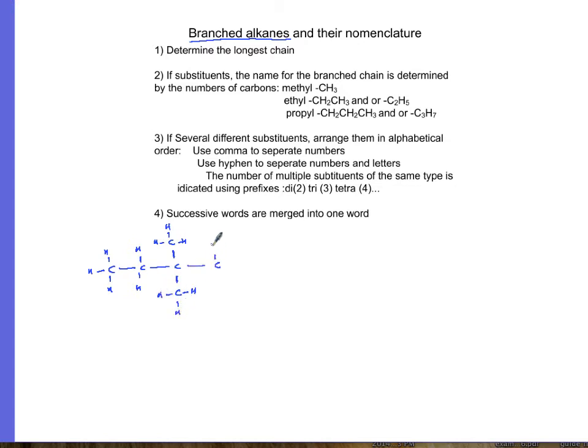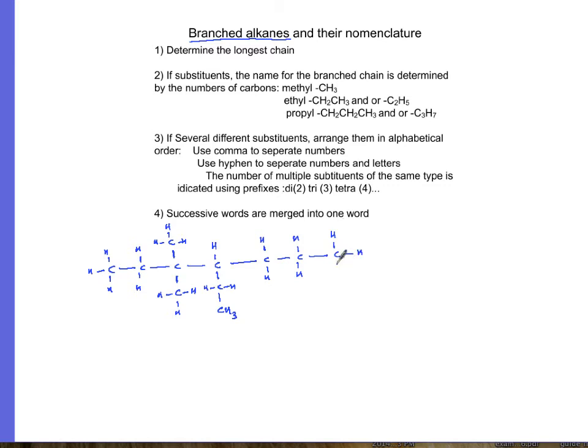Then I continue with CH. Maybe here I'll give you a substituent of CH2 attached to CH3. Now this time I didn't show the bond, but it's the same thing, so this is CH3 and this is CH3. I continue, give you CH2, another CH2, and then finally I end it with CH3.